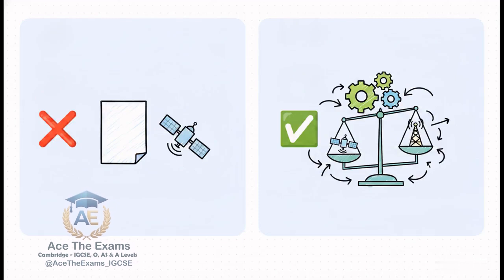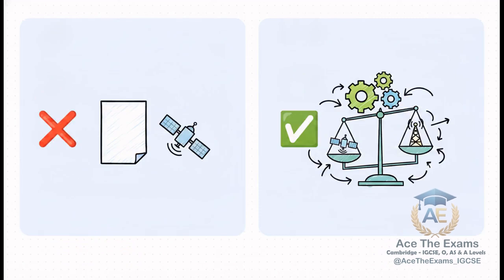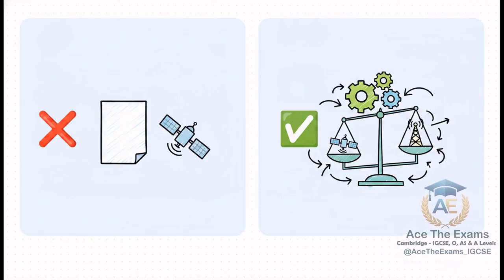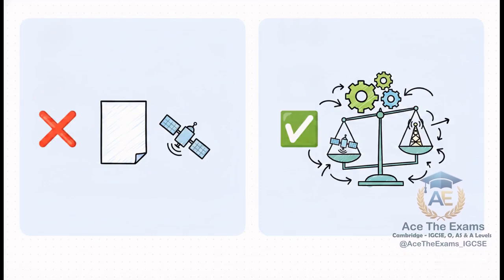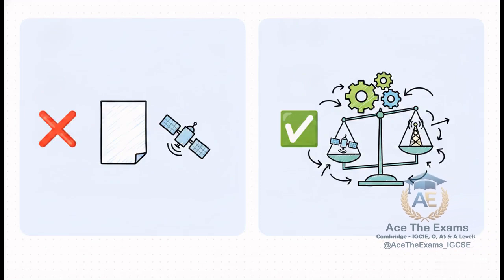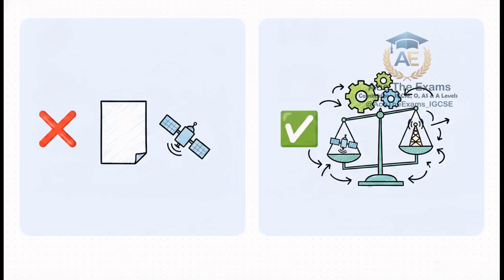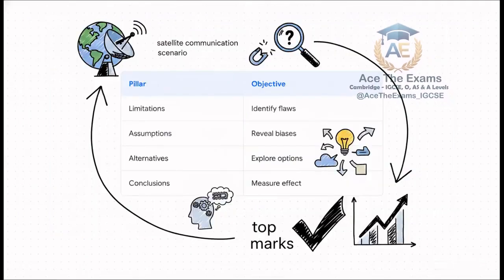Now I want you to look at the screen and play Find the Flaw. If I give you a paragraph that just says, satellites are used for surveillance because they are high up in the sky and can see everything, where is the flaw? The flaw is that it's entirely descriptive. It earns 0 evaluation marks. It completely ignores the complexities of resolution, weather interference, and data latency. Whenever you are asked to evaluate a satellite communication scenario, you must run it through these 4 critical analysis pillars.